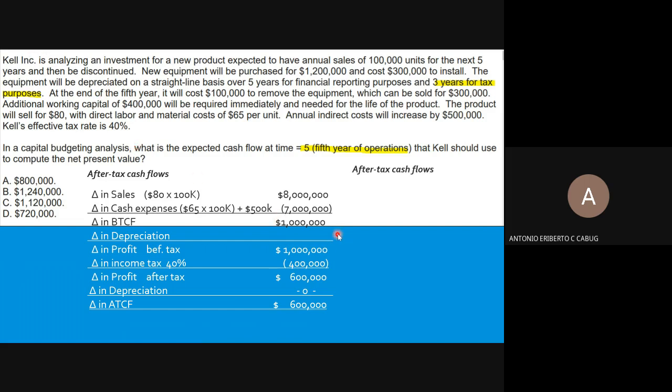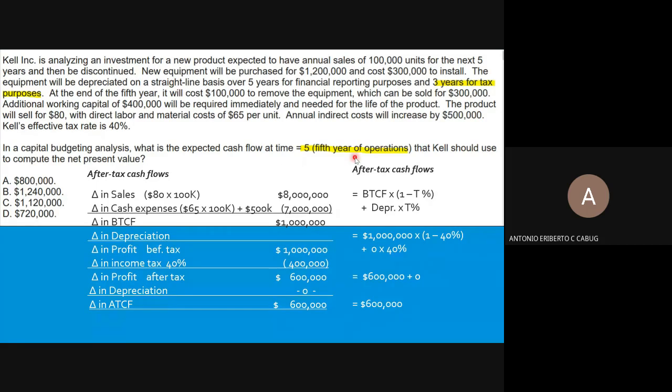So pagdating sa after-tax cash flow, you would have BTCF times 1 minus T plus the depreciation tax shield. So 1 million times 1 minus 40%, you would have 0.6, so 600,000. Wala kang depreciation tax shield dito. That's 0 times 40%. So 600,000 plus 0, you will have 600,000 as your after-tax cash flow from operations.